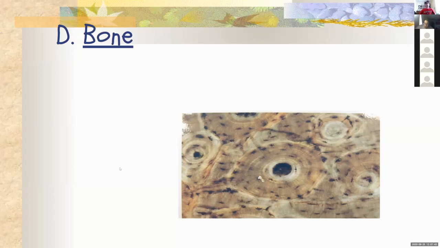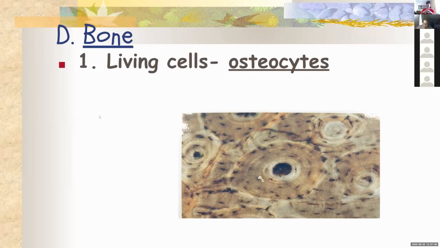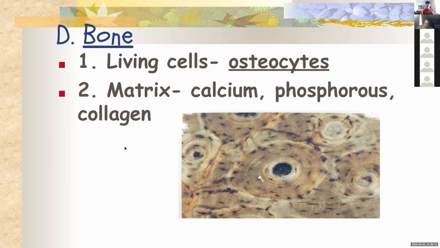Bone is also considered a connective tissue. Now, in the bone, we have living cells, which we call osteocytes. They're hard to spot. These are not the living cells. The living cells are actually these dark little images here. And those living cells create the hard bones that we're familiar with, all of the non-living matrix that makes bones really tough, flexible, and rigid at the same time.